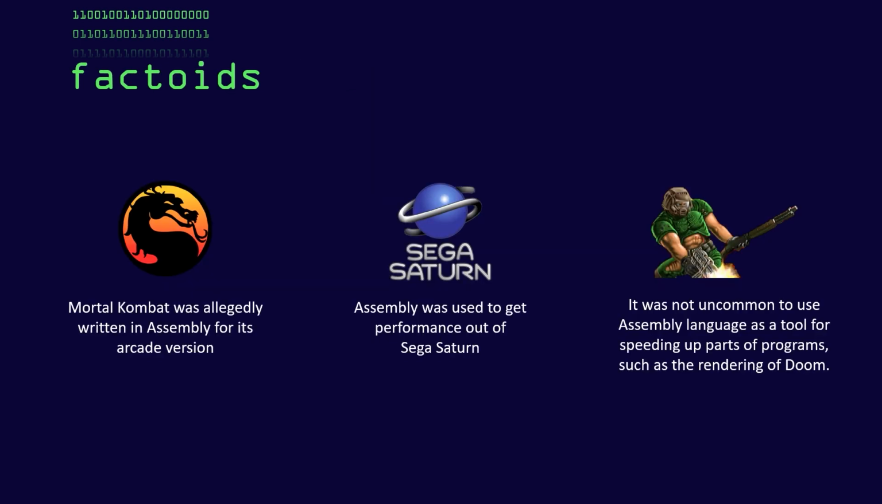And here are some factoids for you related to gaming. So Mortal Kombat was allegedly written in assembly for its arcade version. Sega Saturn used assembly to improve its performance. And Doom actually used assembly for the rendering portion of it. And apparently it was a common thing to use assembly for specific portions of programs to speed them up.